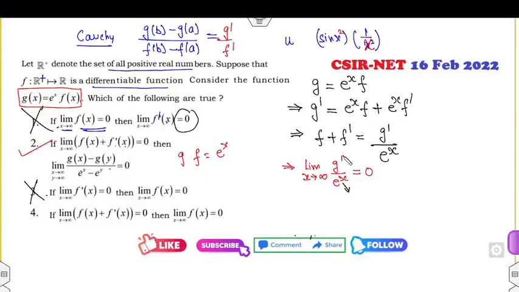So that means, what is the nature of g dash? g dash is either a constant or it will be bounded. Then only it will go to 0. Fine, now we can consider the two cases.